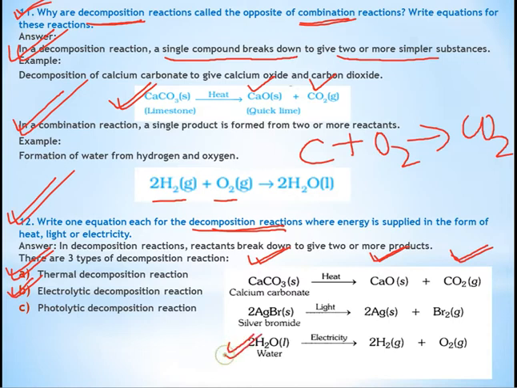This example you can take: electrolysis of water. When you apply electricity in water, water will break down to give you H2 plus O2. Next is photolytic decomposition reaction.